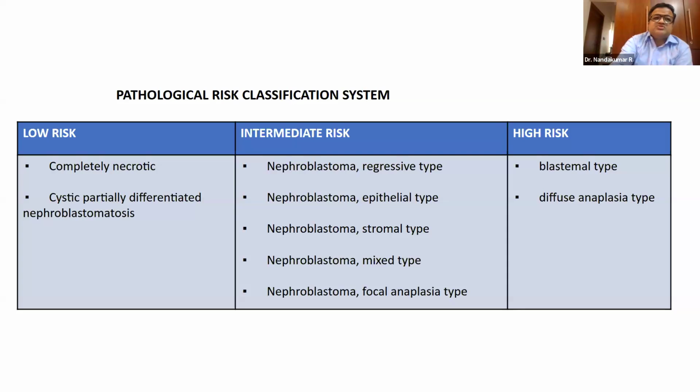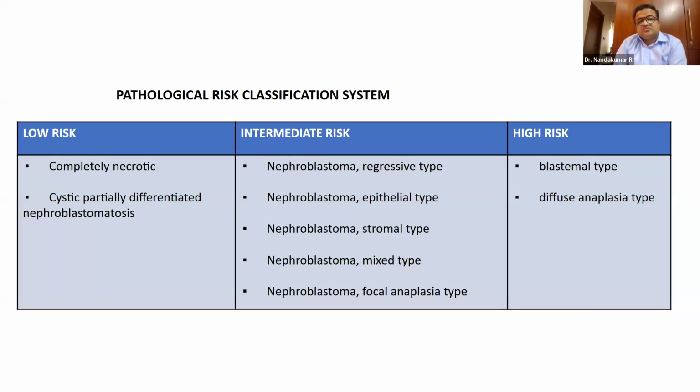Now, there are certain times for which you need to give a little bit of additional chemotherapy, which comes under the intermediate risk. So that is your regressive type, epithelial, stromal type, mixed type, and a focal anaplasia type. So I'm sure we all have learned about nephroblastoma in our pathology days. It is a triphasic tumor, which means it has 3 different types of cell lines. So you have some component of epithelial, which is your tubules, and you have some component of stroma, which consists of your connective tissue, fat, muscle, and then sometimes you will have a mixed component.